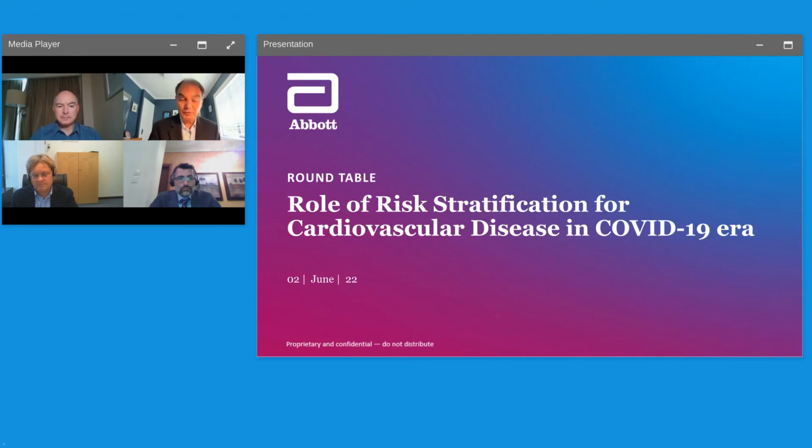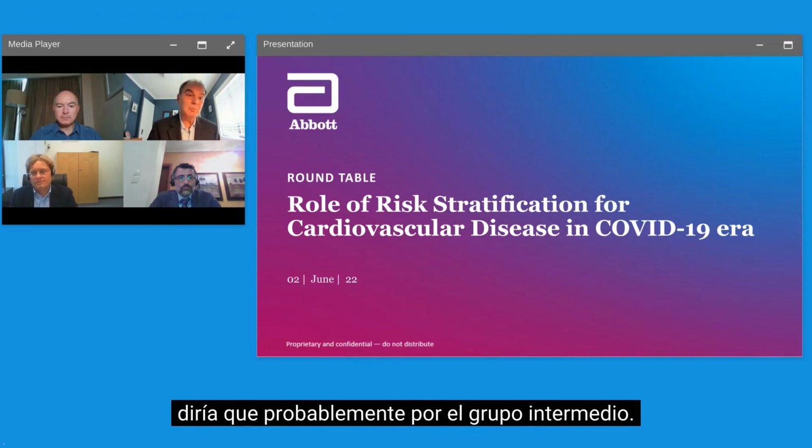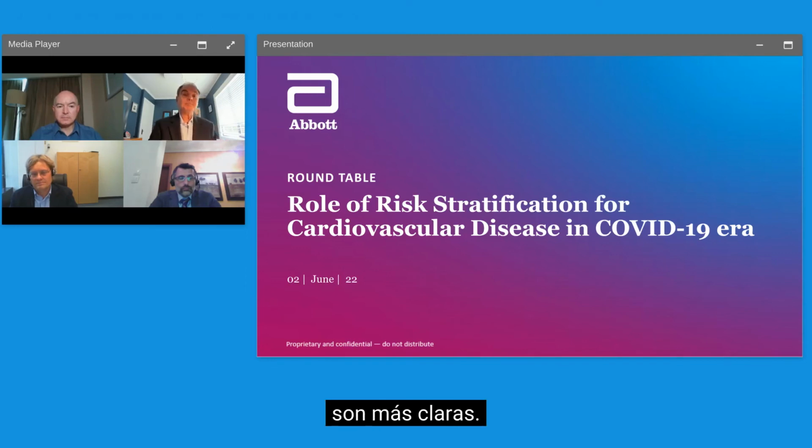But if you ask me who we should start with, probably the intermediate group. I think those are the people who will benefit the most, because that's where the therapeutic decisions are more clear.